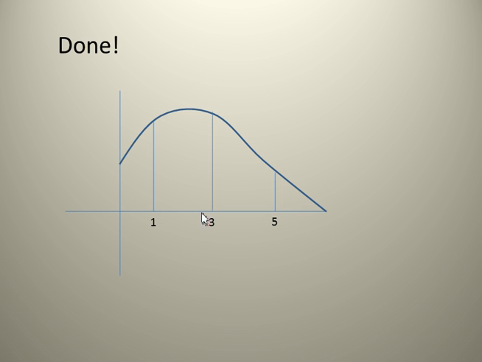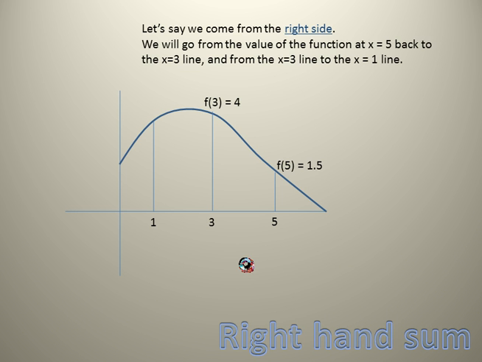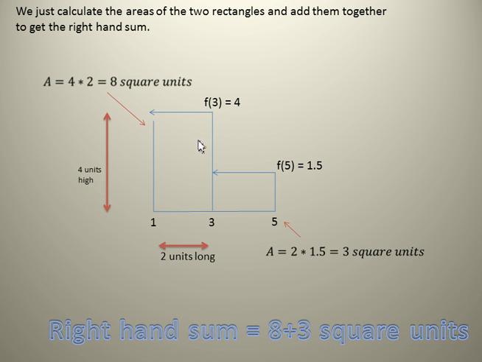Okay, we just chop it into two areas. And the reason we do that is because we can make rectangles, and finding the area of rectangles is very easy. Let's say we come from the right side. So we need to know the values from the function, and then we just go ahead and come on over, and I'll go ahead and remove that curve. We just have rectangles left.